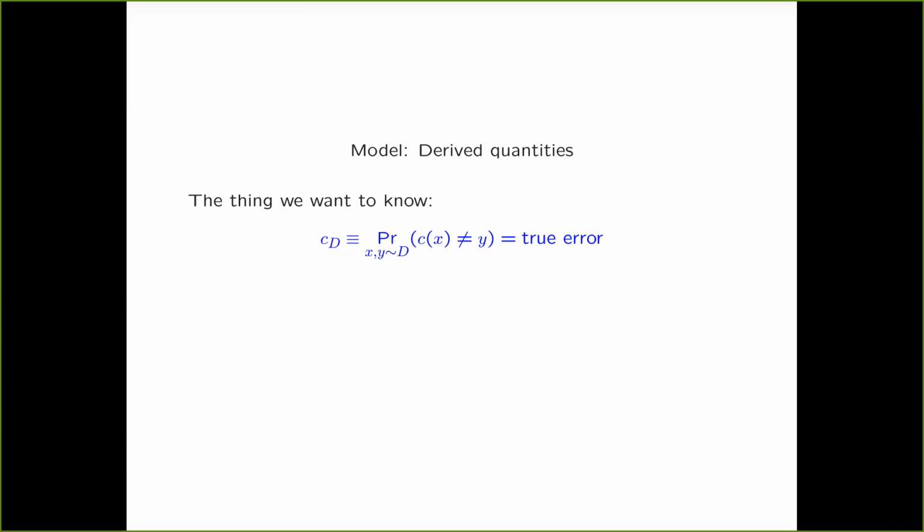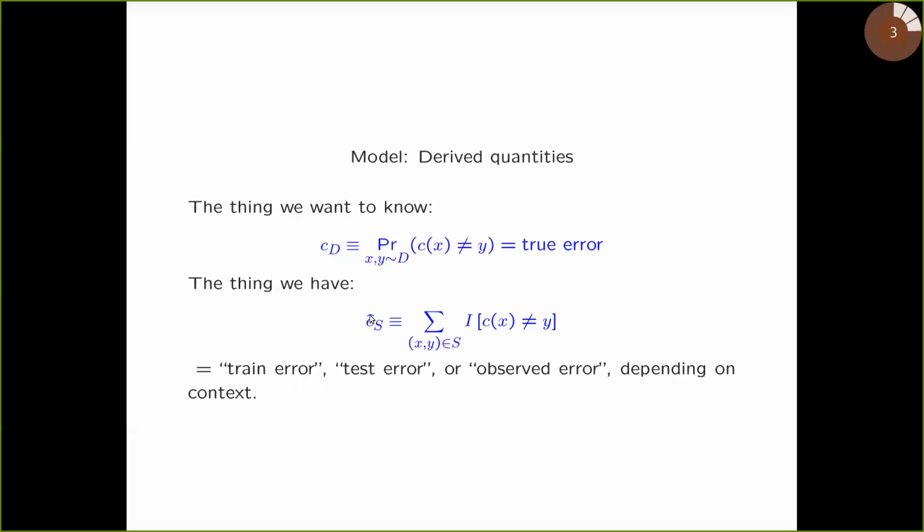Okay, so what can we actually know? Well, we can know the number of errors that the classifier makes on our data set. That's what C hat sub S is. The hat just tells you this is an empirical quantity that you can observe, and it's just a function of the classifier and the data set S. So then the question is, what is the distribution of C hat sub S?